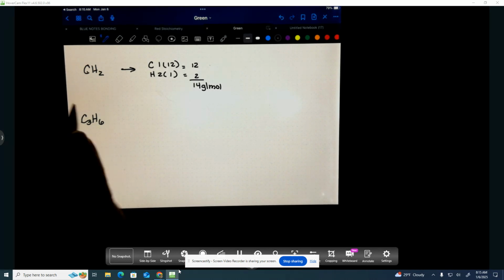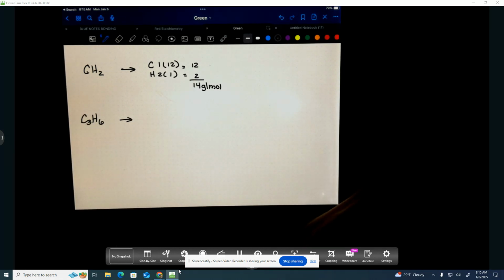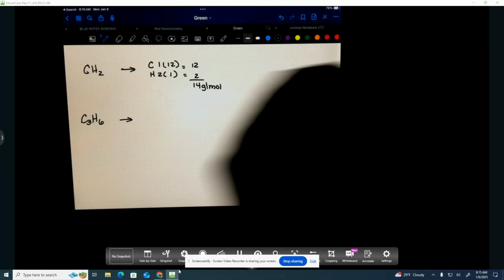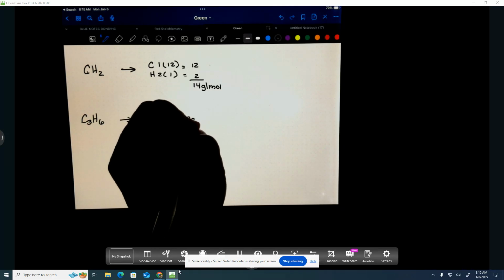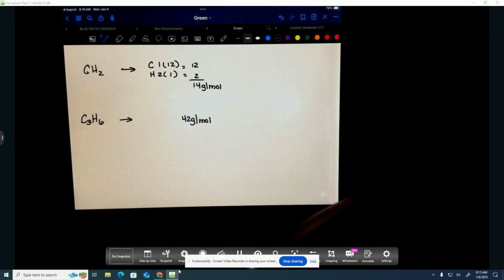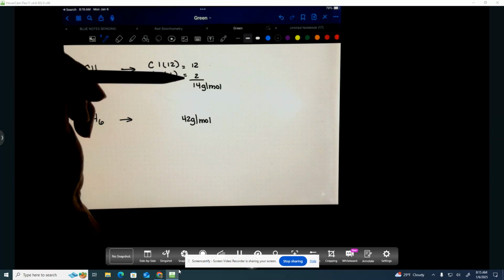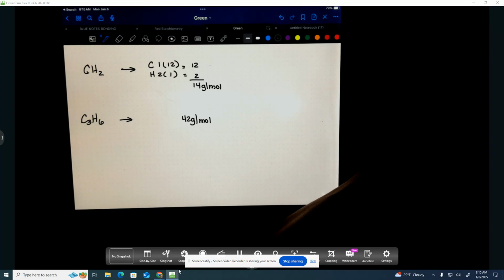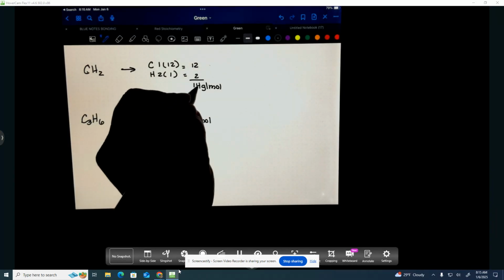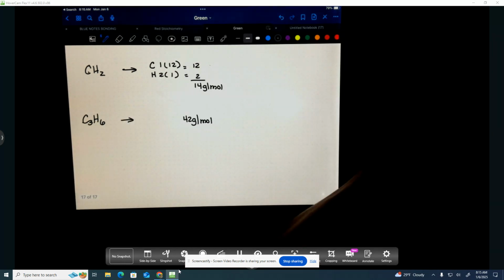What's the gram formula mass going to be of C3H6? What is it? 42. How'd you do that so fast? How many times bigger is this than this? 3 times bigger. So if this is 3 times bigger than this, then the molar mass is also going to be 3 times bigger, correct? So 14 times 3 is going to give you 42.